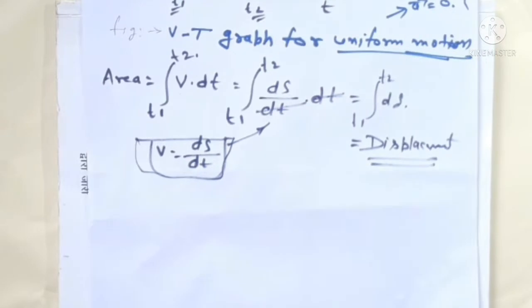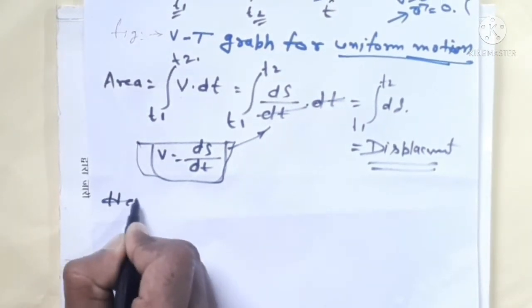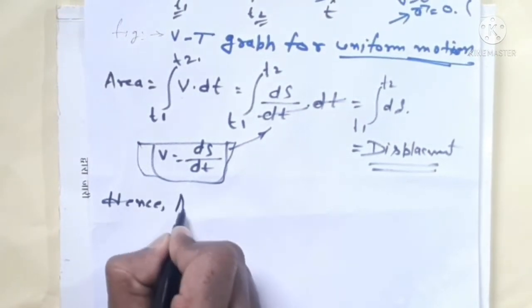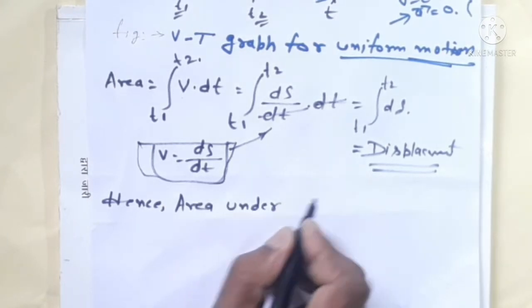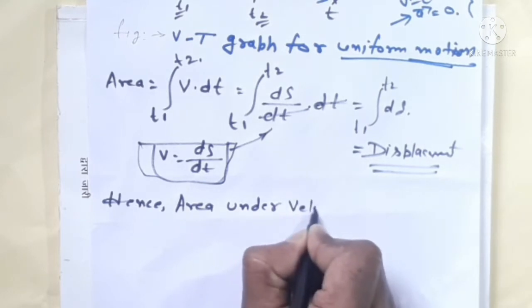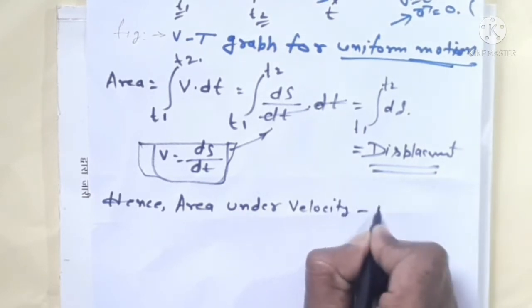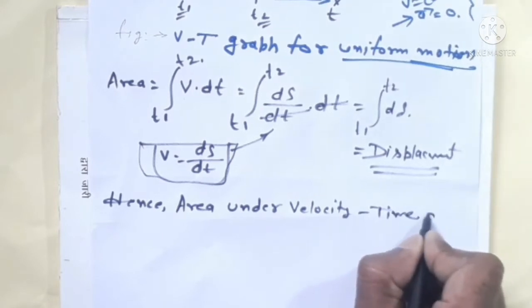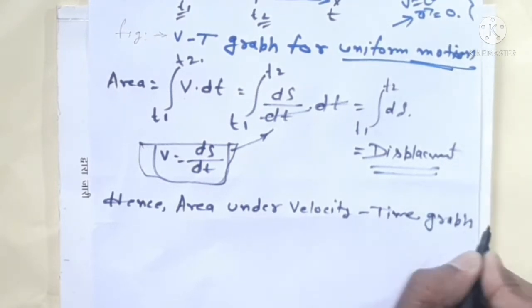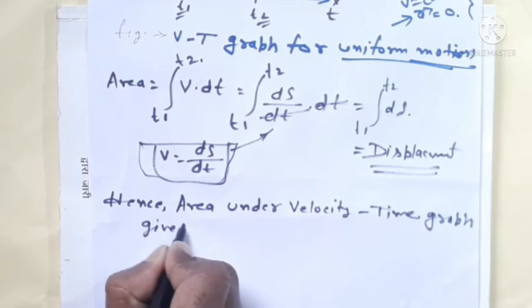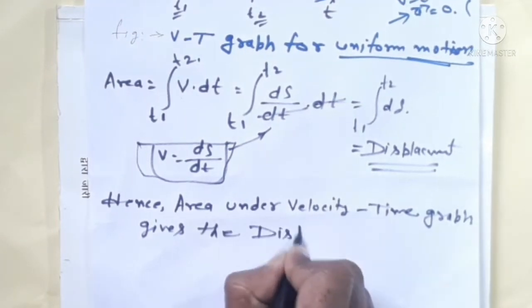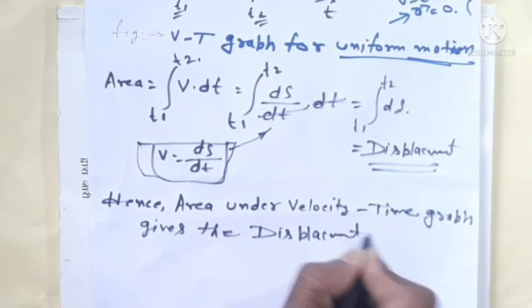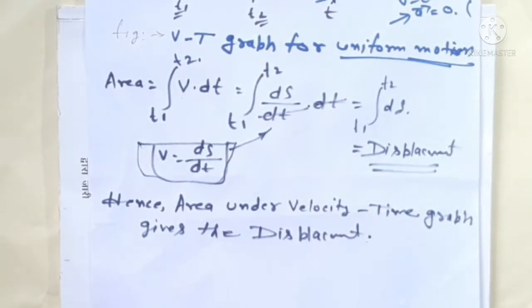Hence we can say that the area under the velocity time graph gives the displacement. Let me repeat again.